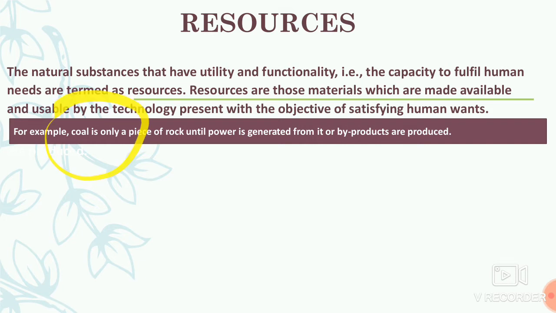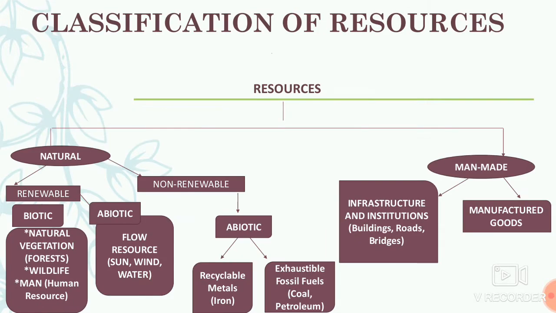Example, coal is only a piece of rock until the power is generated from it or byproducts are produced of the coal. So coal is just a piece of rock until we generate power out of it, or we use coal for producing some usable material or thing.